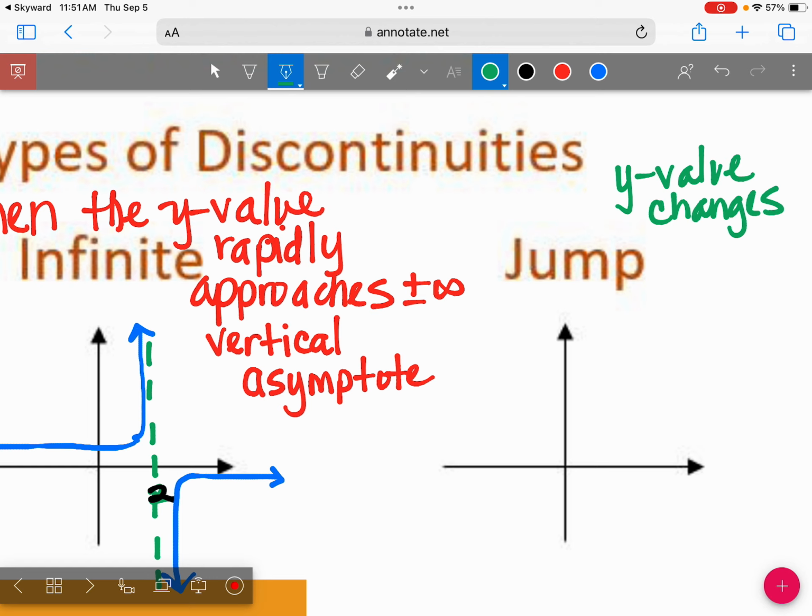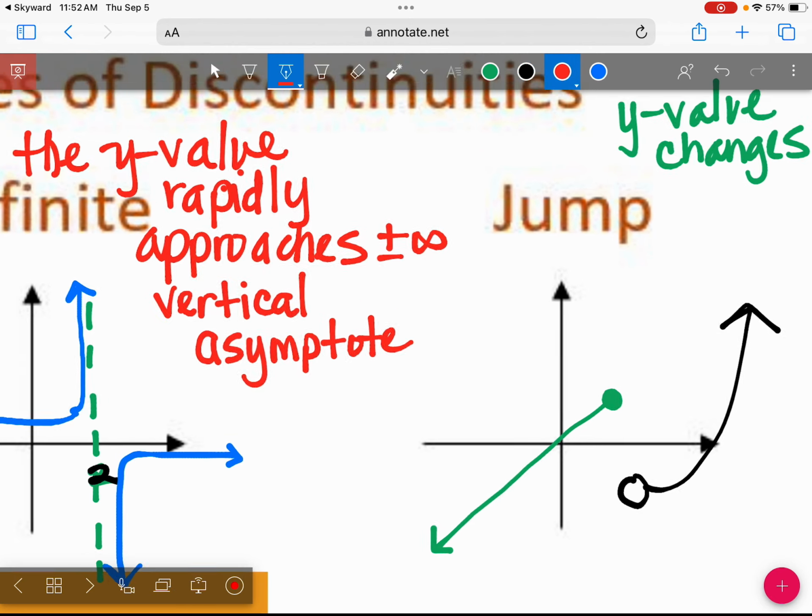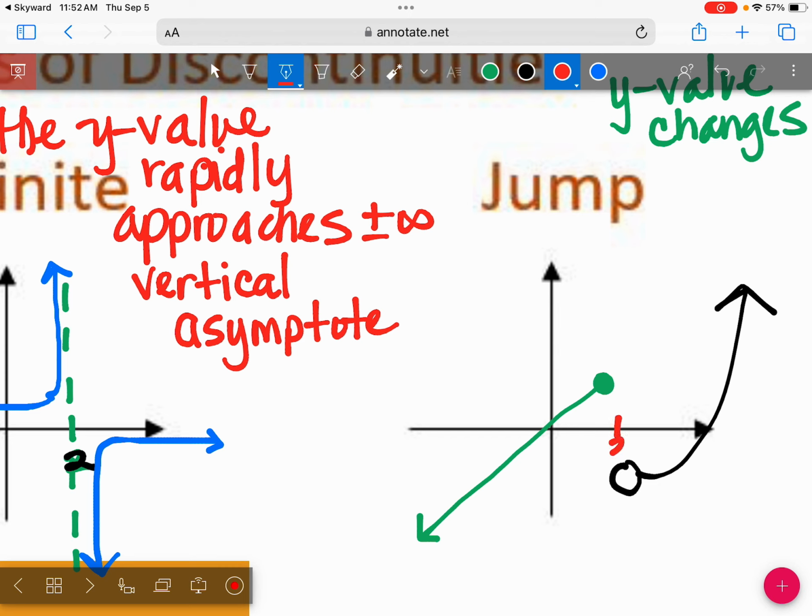Okay, so for example, and this is a piecewise, which is what the video is going to be over tomorrow. We can have a function that starts off linear. When it gets here, it stops. And then at that point, the graph is going to either jump up or jump down. So I'm going to say it jumps down. And it can look like a parabola. That's a jump. So at this point, again, which we don't know what this is, we'll say it's 2 again. The y value changed rapidly. It went from positive something to negative something.